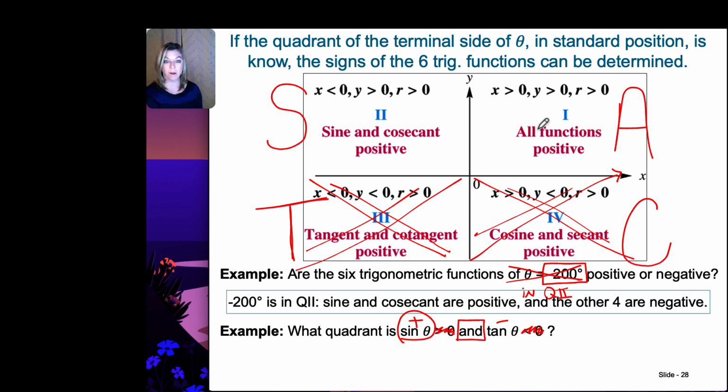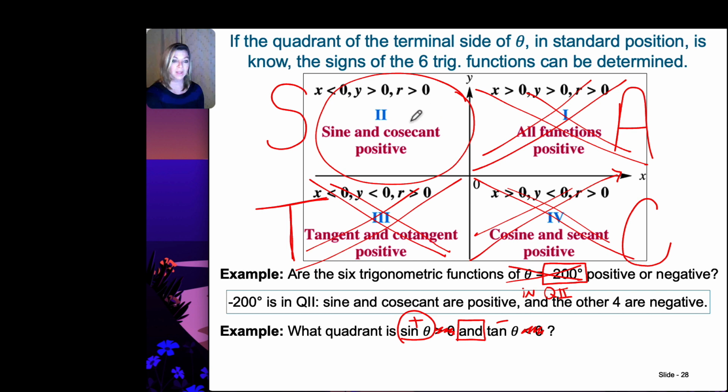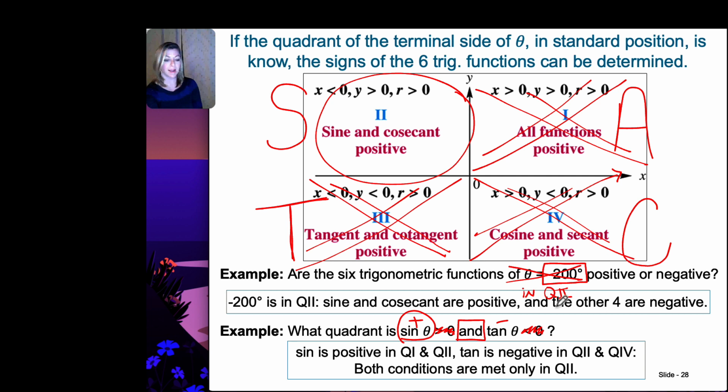All right, now let's check of the 2 remaining where tangent is negative. Okay, in quadrant 1, all functions are positive. So tangent is positive there. So quadrant 1 is out. And in quadrant 2, sine and cosecant are positive, which leaves the other 4 to be negative. That meets our second requirement, tangent of theta being negative. So the answer is quadrant 2. One way to write that up would be sine is positive in quadrant 1 and quadrant 2. Tangent is negative in quadrant 2 and quadrant 4. Both conditions are met only in quadrant 2.